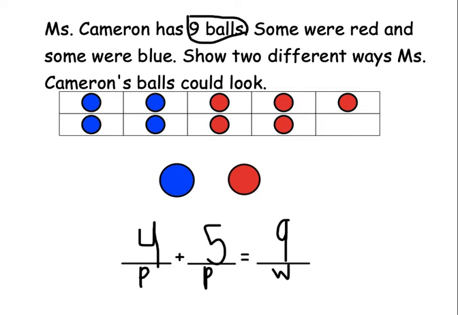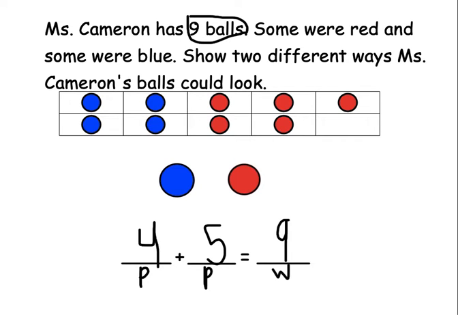Did you see what I did, boys and girls? So first I read the problem and I noticed that Miss Cameron had 9 balls all together. The sum was 9 balls. My whole is 9. So I had to figure out which numbers are my part. What two numbers can I put together to make 9? And I decided that she can have 4 blue balls and 5 red balls, and together that could be 9. So that is one way I could show Miss Cameron's balls.